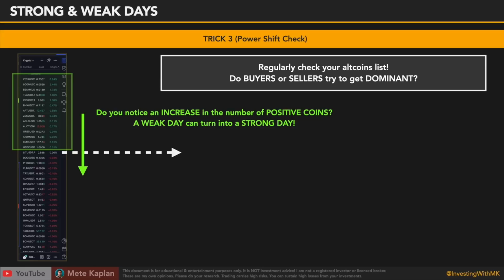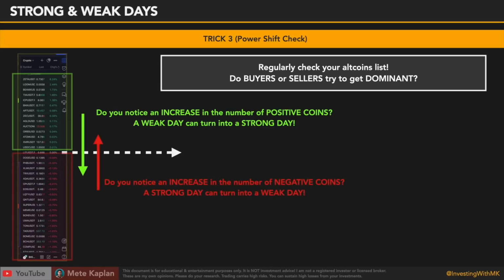Remember, this may happen in the same day. Or you just notice the opposite happening. The number of the negative coins keeps increasing. Then a strong day can turn into a weak day. This is an endless cycle. This is a very easy trick to see if there is a power shift.